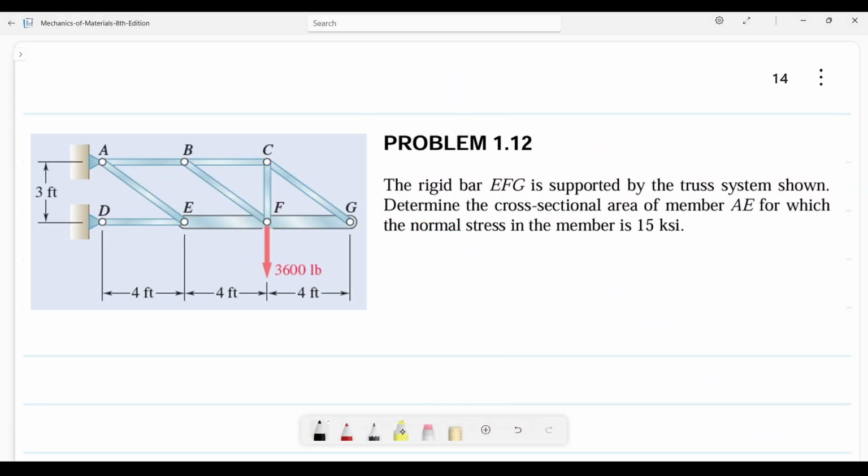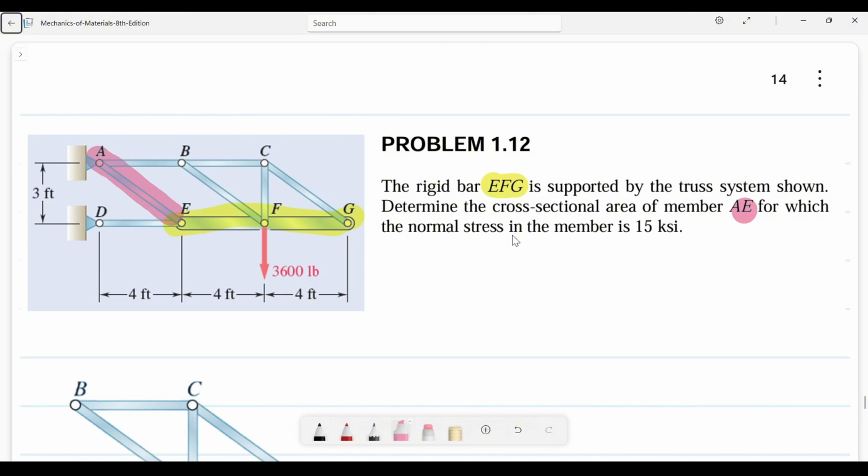Let's read the question together. The rigid bar EFG is supported by the truss system shown. Determine the cross-section area of member AE, for which the normal stress in the member is 15 ksi.